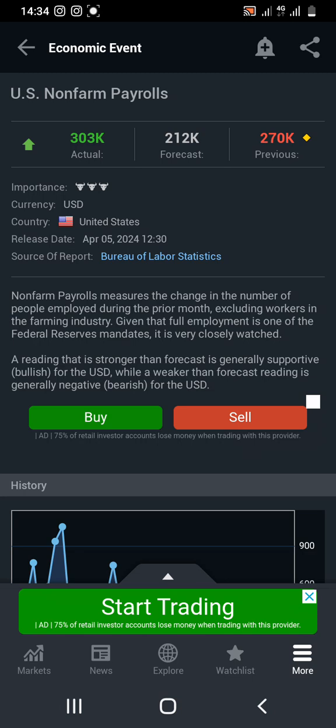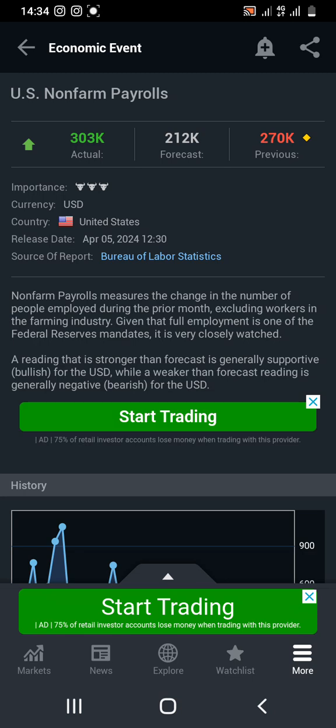Right now you can see that the dollar is strong at the moment. You see the actual, and the previous was that they employed only 270,000 people. That means the dollar was weak, that's why they couldn't employ plenty of people. But this month, the people that filed for unemployment were employed, so the number of people employed is more than last month. That means the dollar is strong, and if the dollar is strong, it's going to affect BTC and cryptocurrencies.